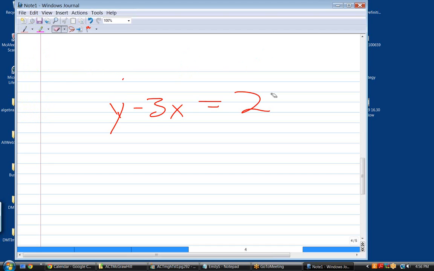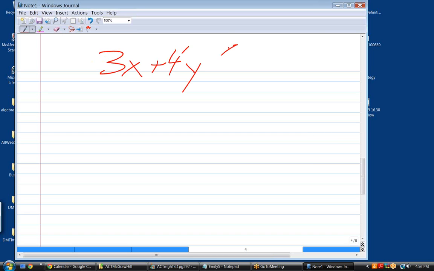Okay, you got another one? Graphing linear inequalities. Okay, so it says graph the following inequality: 3x plus 4y is less than or equal to 24.